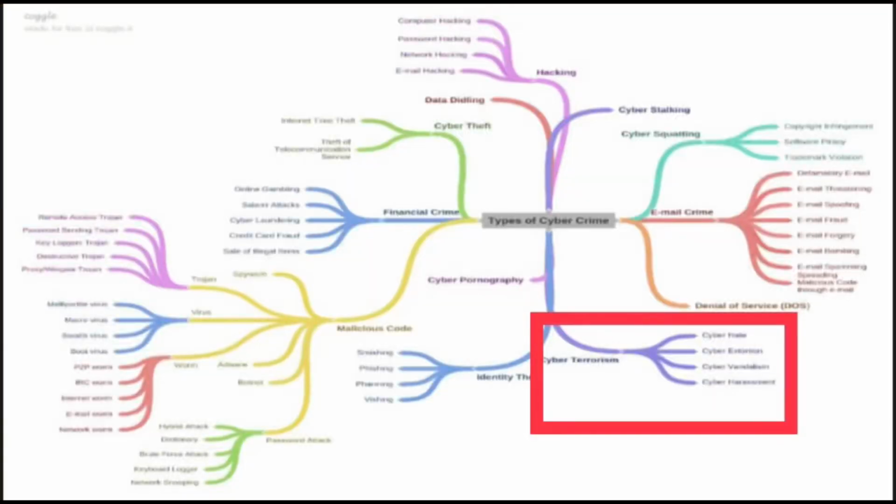So here, in topic 1, which is Cybercrime and Security, I will choose the element which is cyber terrorism. The diagram I will display in this video. In cyber terrorism, I have 4 subtopics: the first is cyber hack, the second is cyber extortion, the third is cyber vandalism, and the fourth is cyber harassment.